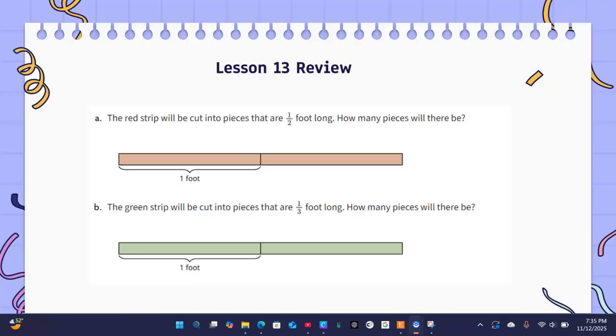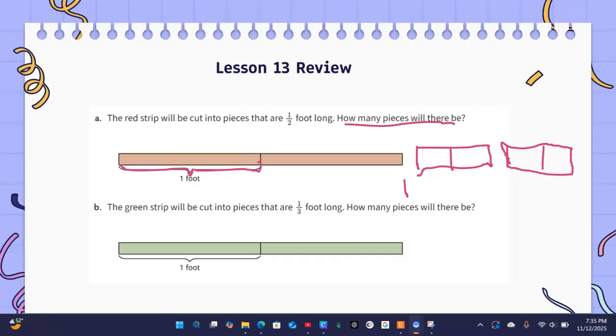And I think the best way to represent this is not by using one singular bar with the 1 foot right here, but representing it as 2 separate rectangles. So I'm going to draw 2 separate rectangles so you can definitely see it. And think about it like this. You have two strips of red paper, right? And they're cut in half. And it's asking you, how many pieces will there be?